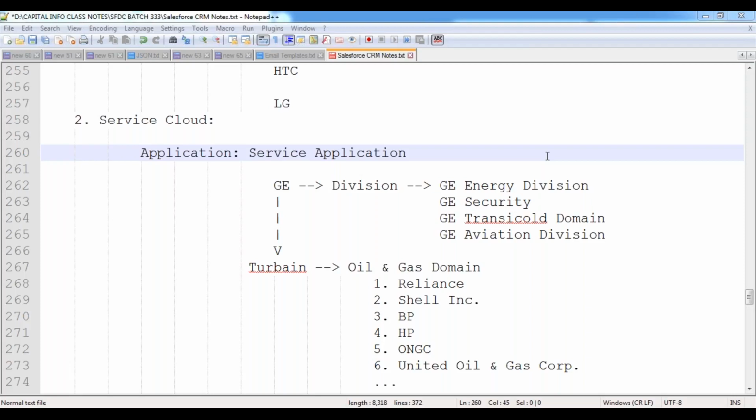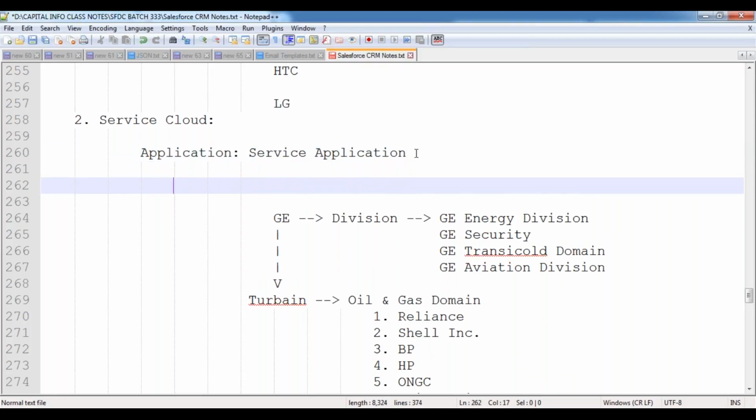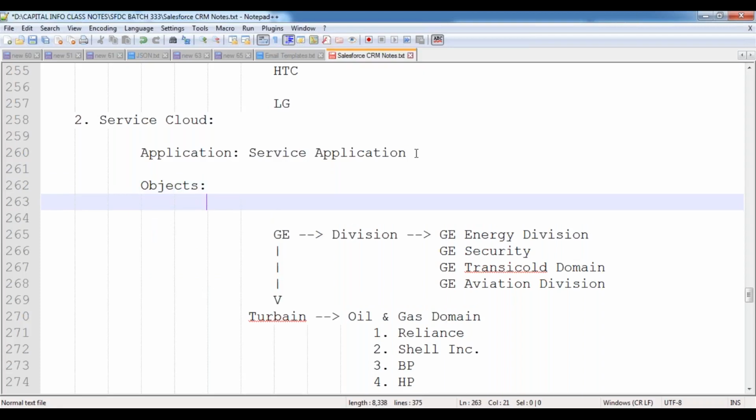In order to automate all these kinds of processes used while giving services to the customers, we are using the service application. By using the service application, we can automate all the service processes which we are following inside our organization. Now, as part of the service application, what are the various objects that we are using?